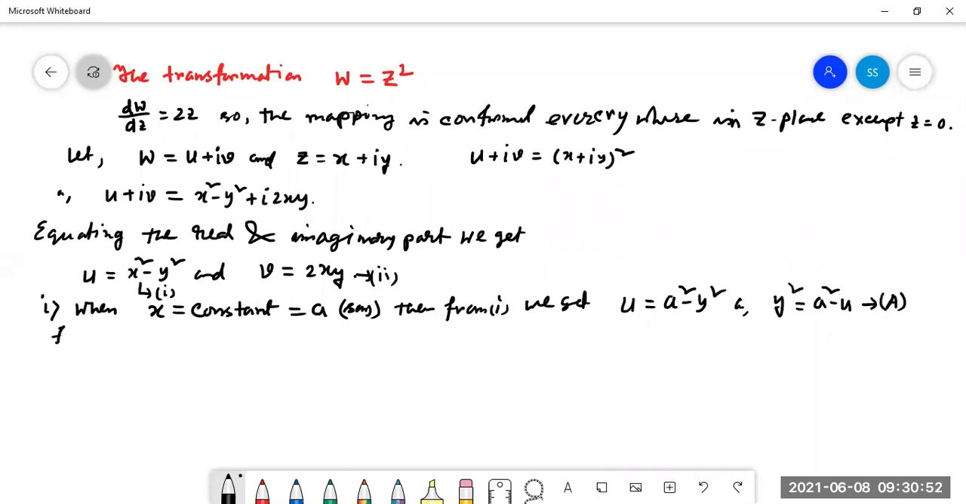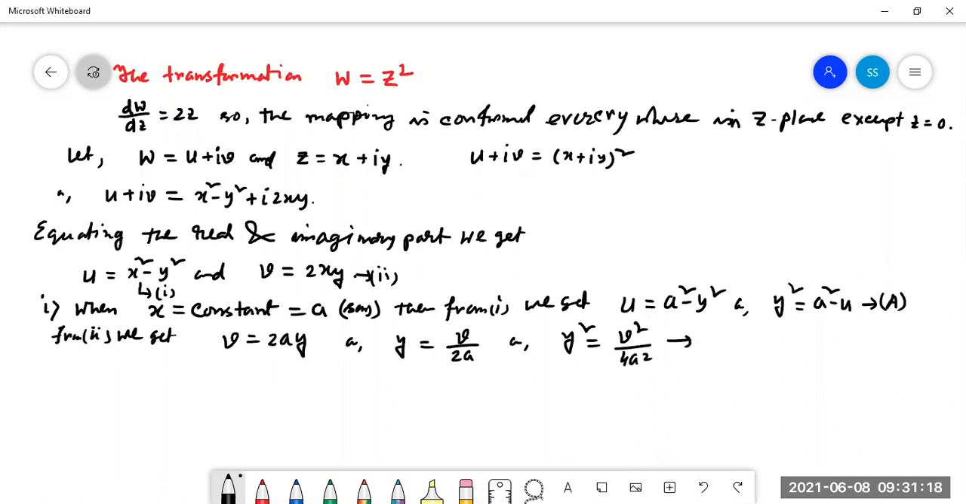And now from 2, we get V equal to 2aY, or Y equal to V by 2a, or Y square equal to V square by 4a square. This is equation number B. Can you write this? Yeah.